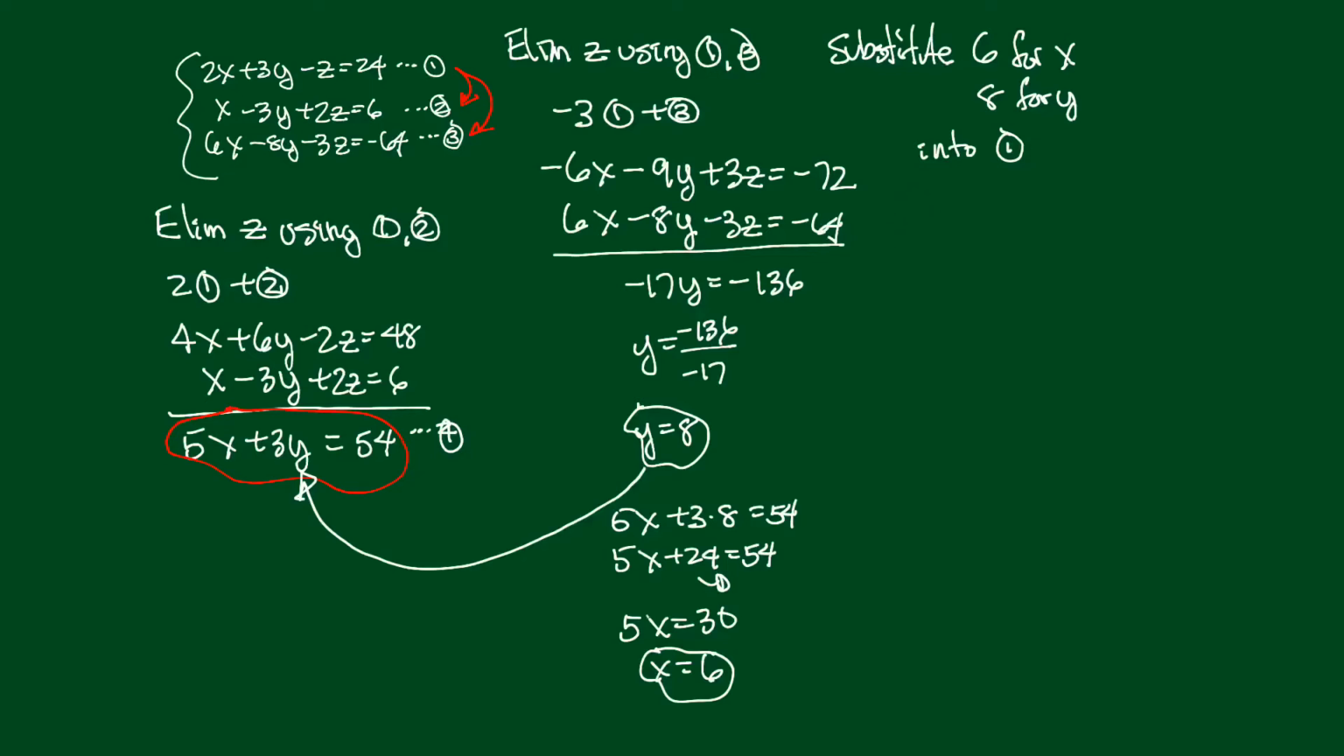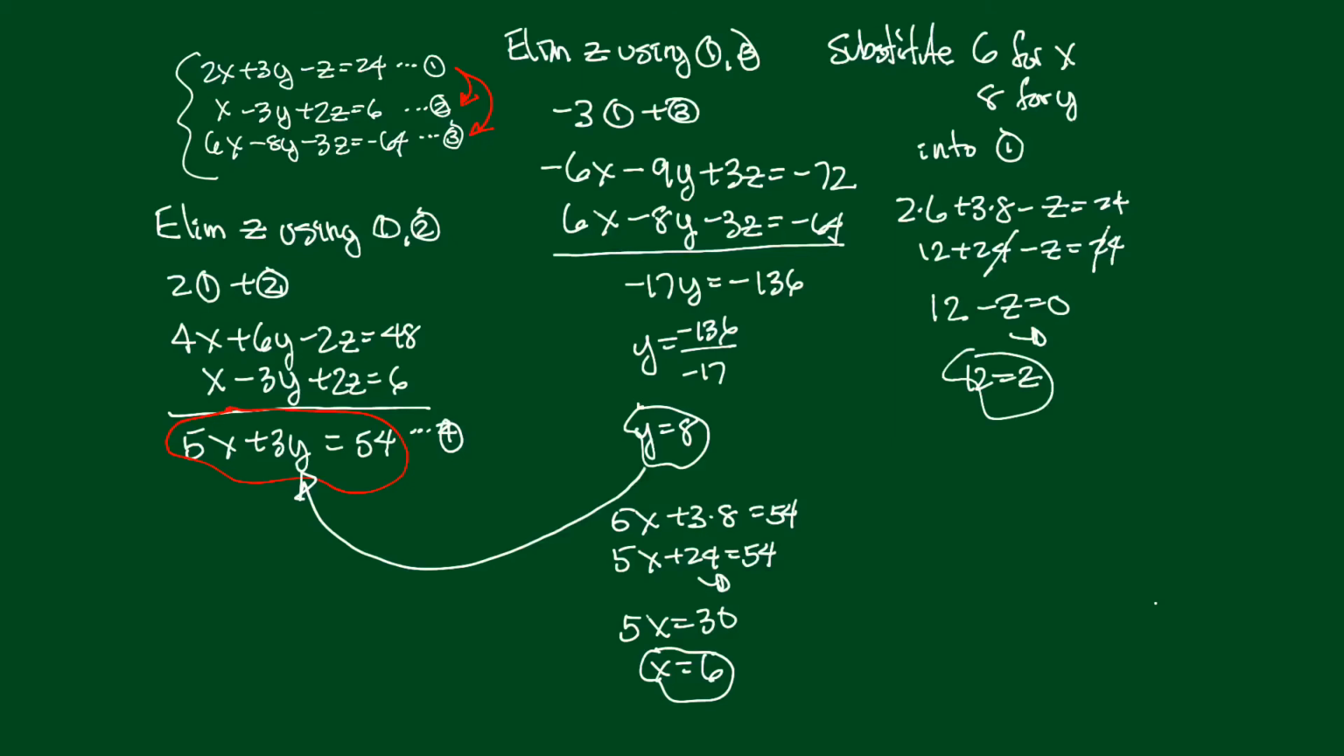What do we get here? It's going to be 2 times 6 plus 3 times 8 minus z is 24. We get 12 plus 24 minus z equals 24. Right away, if I subtract 24 from each side, we'll get simplification here. So 12 minus z is 0. Why don't I just take that to just add it to both sides. 12 is equal to z.